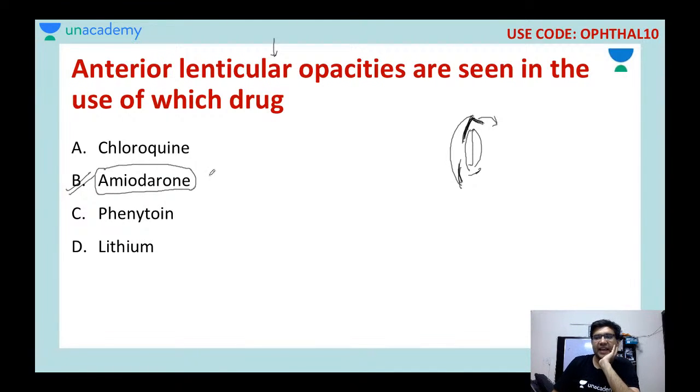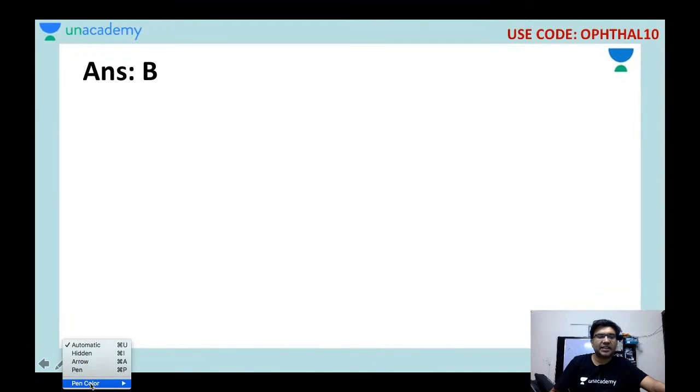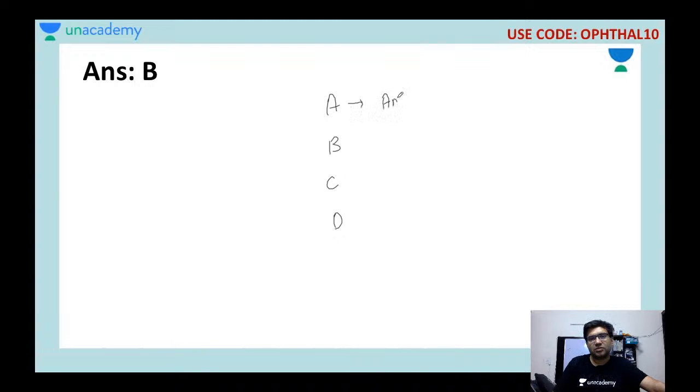So chloroquine can cause lenticular opacities, but they are not usually the anterior lenticular opacities. The anterior lenticular opacities are more commonly seen with the amiodarone. The drugs which can cause the lenticular opacities, you can just remember it with the mnemonic ABCD. So A goes with the amiodarone, B goes with the busulfan, C goes with the chlorpromazine, and D goes with the dexamethasone or any type of steroids.